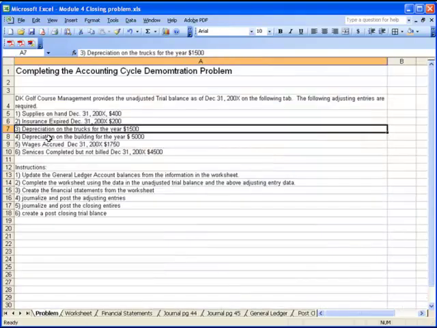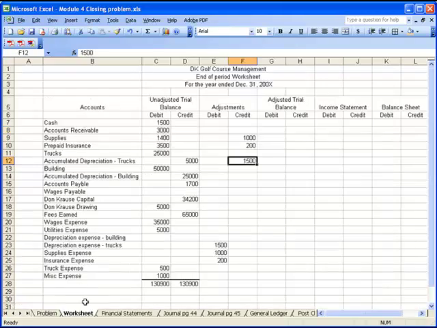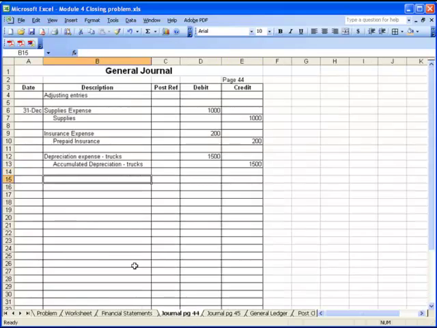Back to our next adjusted entry. Depreciation on the building for the year is $5,000. Again, my depreciation expense for the building, debit, $5,000. Accumulated depreciation on my building, credit, $5,000. And in my journal, I can record that.